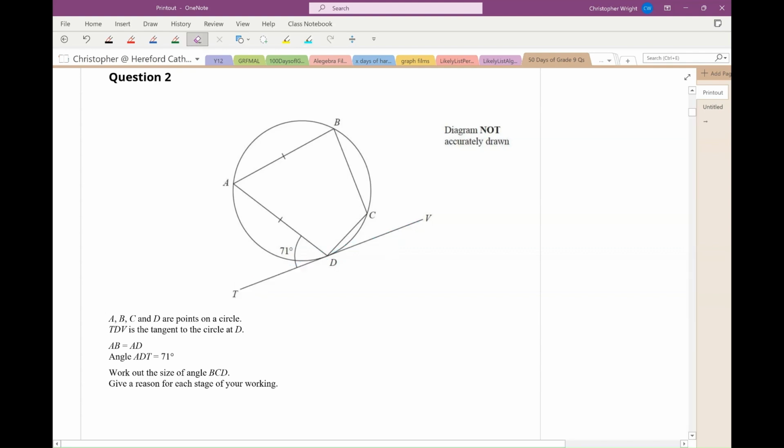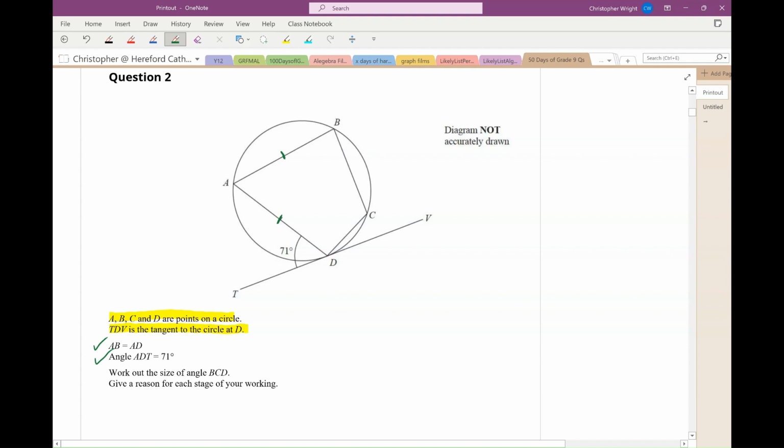Let's have a look. A, B, C, and D are points on a circle. Okay, that's how it looks on the diagram. TDV is a tangent. AB equals AD. Oh, AB, that line, equals that line. Okay, so I've got the makings of an isosceles triangle, perhaps. Angle ADT is 90. Angle ABD is 71. Yes, that's marked.